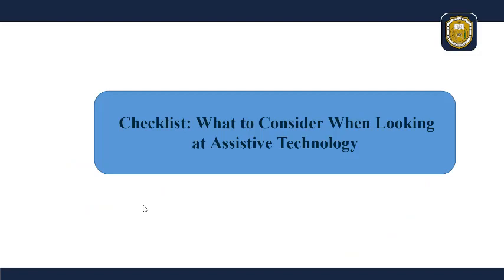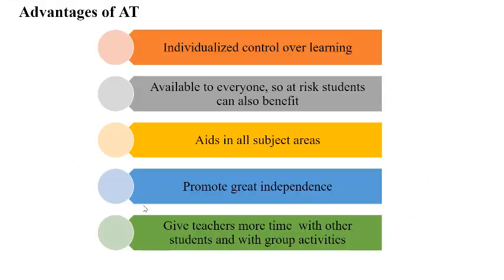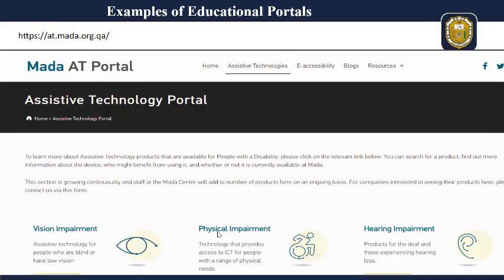So what are the checklists you need to consider when looking for assistive technology? You don't want students to rely on you to use it, but you need students to be independent and in control of their learning. So train them how to use it and utilize it in their learning. It can also be used by everyone who has the same difficulties. They can use it in different subjects, not only in English, and also, as I mentioned, to promote independence. So it will give teachers more time to focus on other activities.